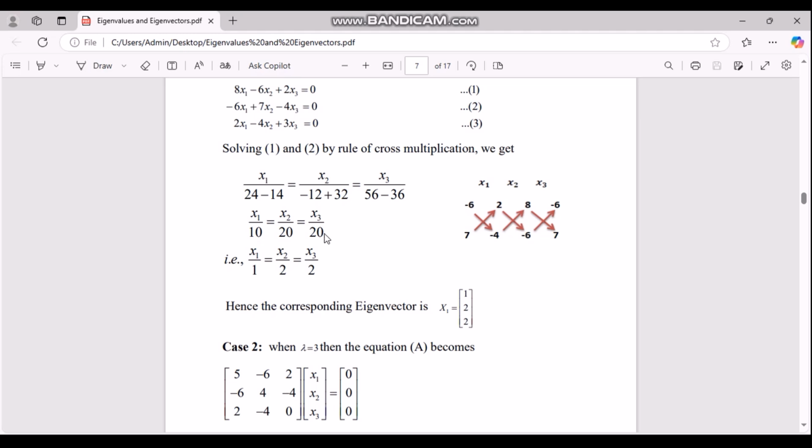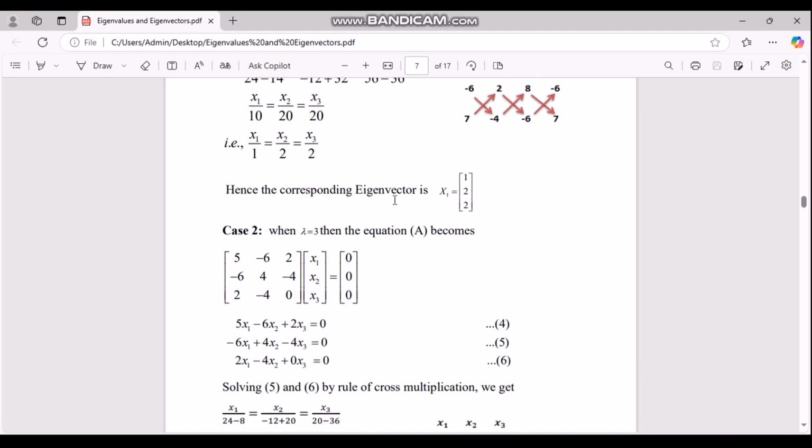We are looking for the smallest eigenvector. Here 10 is common, so you divide the values by 10. You get x1 by 1, x2 by 2 and x3 by 2. So the corresponding eigenvector is 1, 2, 2.